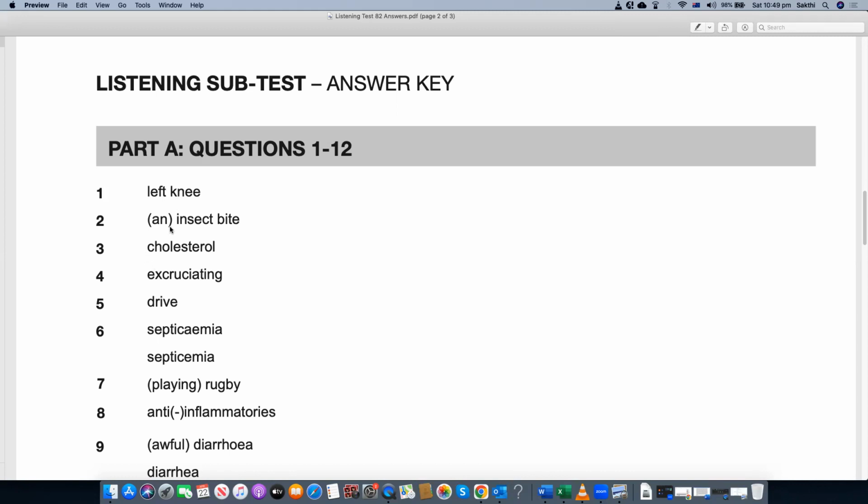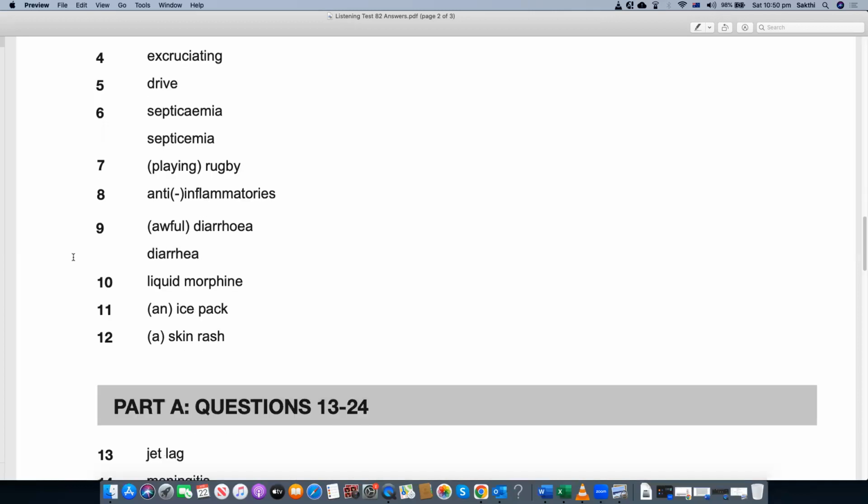Okay. And then the next one is an insect bite or just insect bite. Okay, both of them are the correct answers. For question number 3, the answer is cholesterol. For question number 4, the answer is excruciating. Question number 5, the answer is drive. Question number 6, the answer is septicemia. Both the spellings are appropriate, so you can choose any one of them and you'll still get the marks.